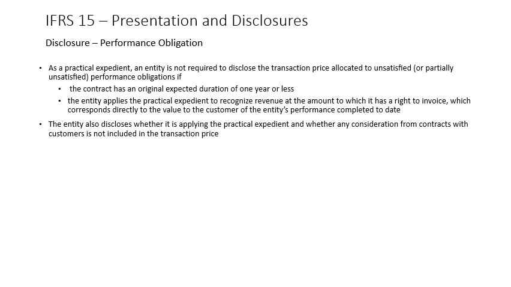The entity applies a practical expedient to recognize revenue at the amount to which it has a right to invoice, which corresponds directly to the value to the customer of the entity's performance completed to date. An example of this would be a service contract in which the entity bills a fixed hourly amount. The entity also discloses whether it is applying the practical expedient and whether any consideration from the contract with the customers is not included in the transaction price. That is, whether the amount is constrained and therefore not included in the disclosures.